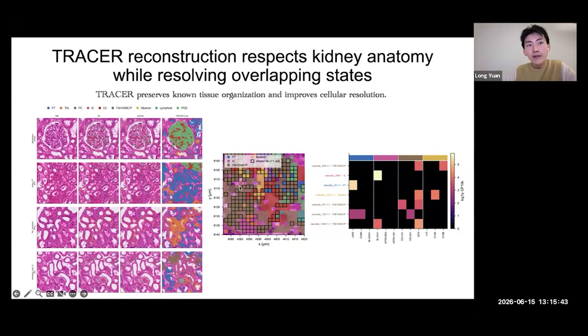And the important part is that it also recovers the overlapping or partial cellular states that are hard to represent using the rigid binning method. So in this ROI example, Tracer separates the cell type specific profiles that are spatially interleaved at the bin level. So the no-seg mode is not just making prettier maps. It reconstructs the profiles that align with the tissue anatomy and the marker structure.